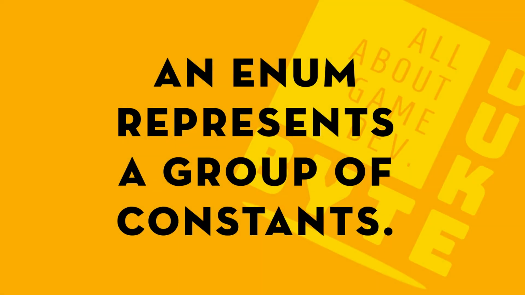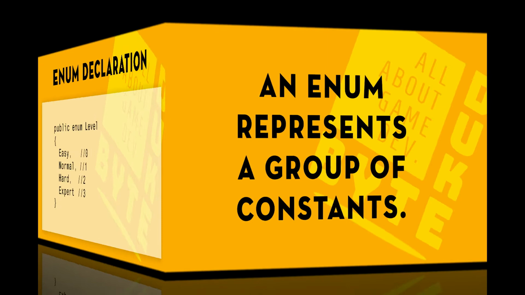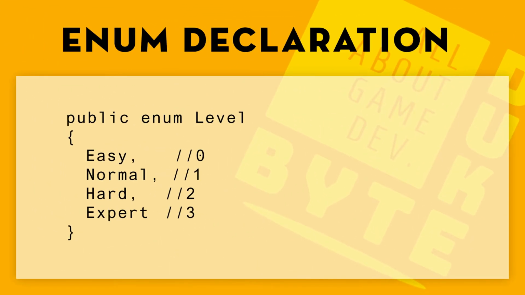We're going to learn another C# programming element, enums. An enum represents a group of constants. To declare an enum, use the enum keyword. In curly braces enter enum items and separate the enum items with a comma.